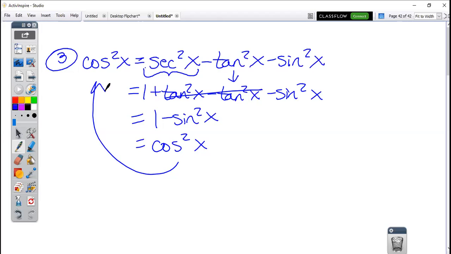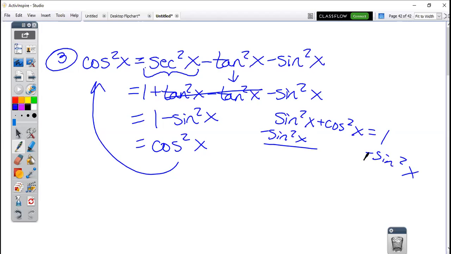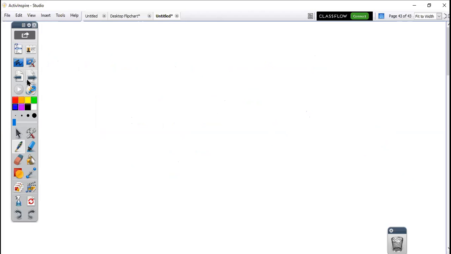How is that switched to cosine? Because sine squared x plus cosine squared x equals 1. So if you were to subtract sine squared x over, you get cosine squared x. So 1 minus sine squared is cosine squared. Okay? All right? Number 4.